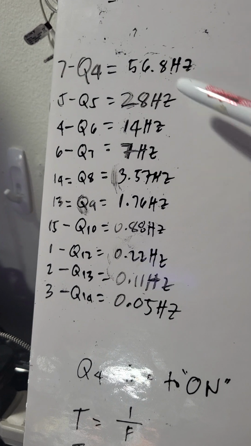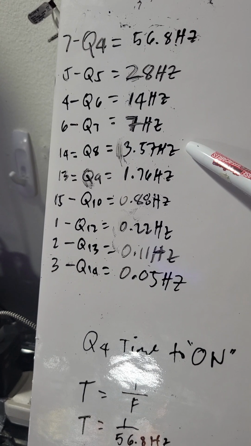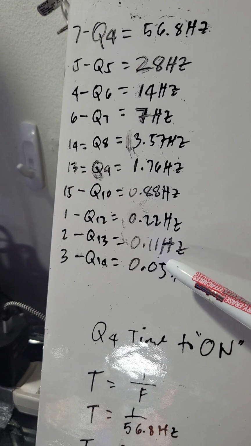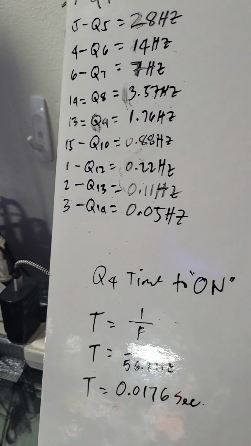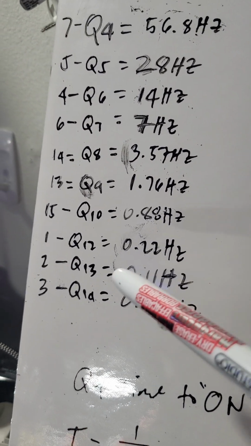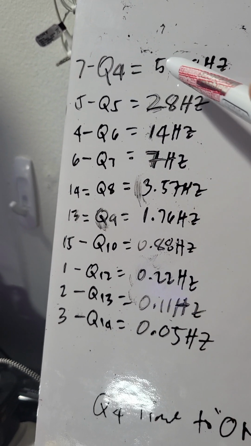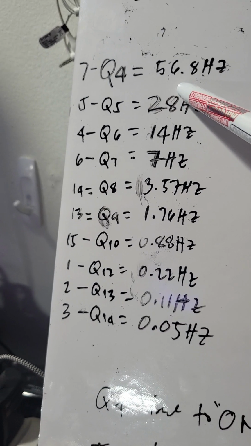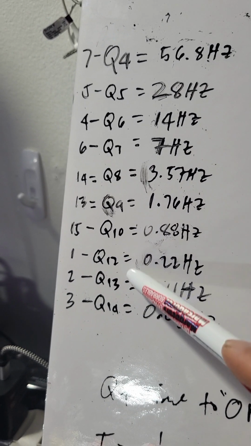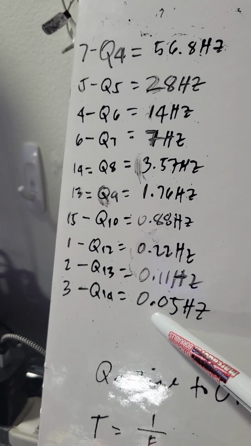So for Q5, 28 hertz, 14 hertz, 7 hertz, 3.5, 3.57 hertz, 1.76, 0.888, 0.22, 0.11, 0.05. For example, we can relate this Q4, pin number 7, which has the highest frequency, 56.8 hertz. And at the bottom here, Q14, pin number 3, is the lowest frequency, 0.05 hertz.